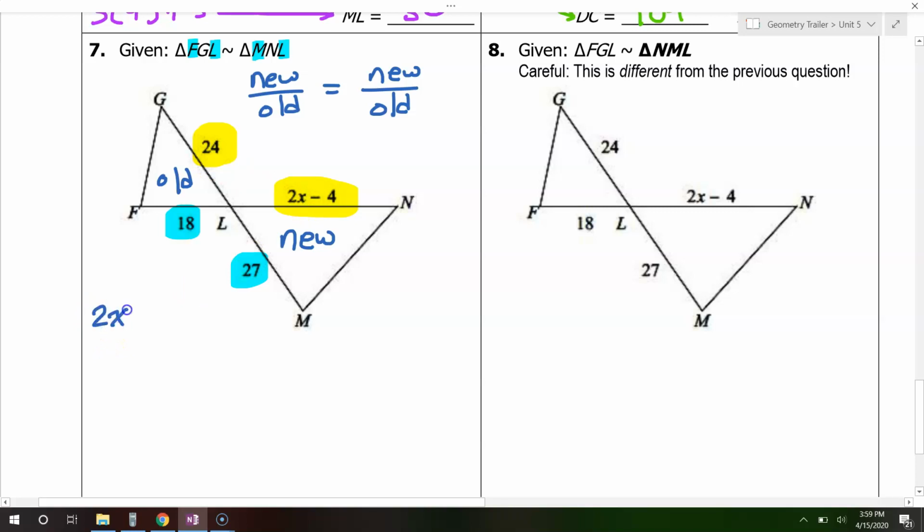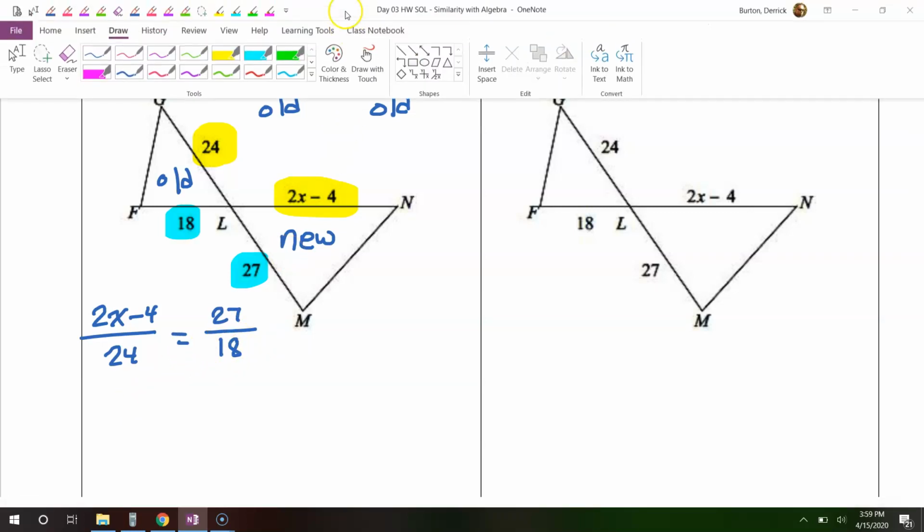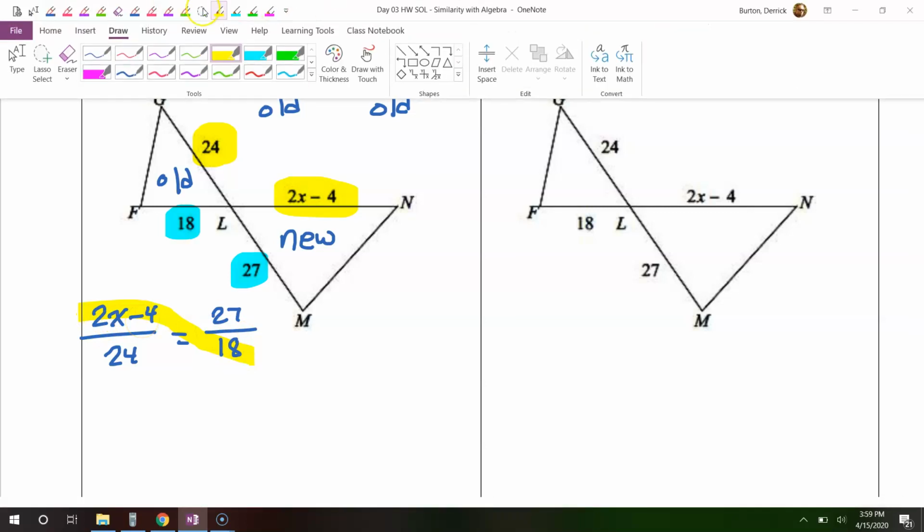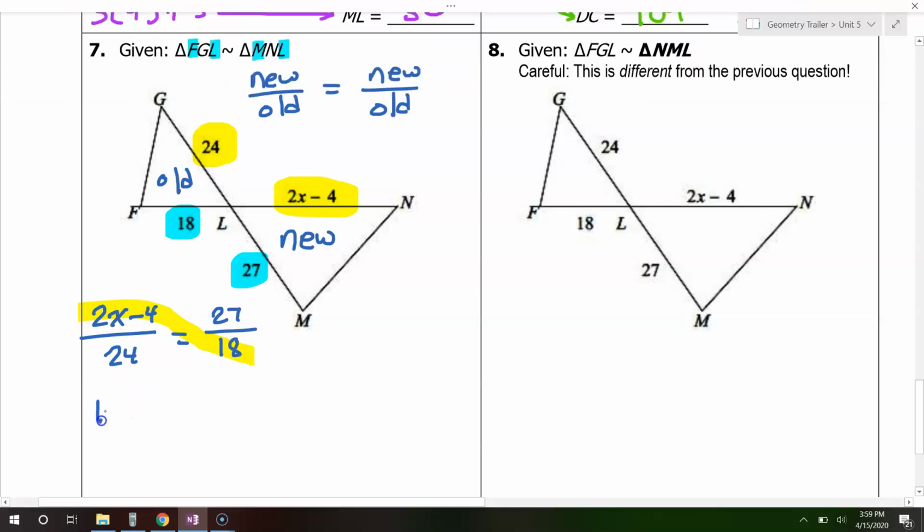So new over old would be 2x minus 4 over 24. Now I'll do the blues. New over old. That's 27 over 18. Now remember, when I multiply the down diagonal right here, I have to do 18 times 2x minus 4. Please remember that I'm doing the distributive property though. I'm doing 18 times 2x minus 4. So I'm actually doing 18 times 2 and 18 times 4.